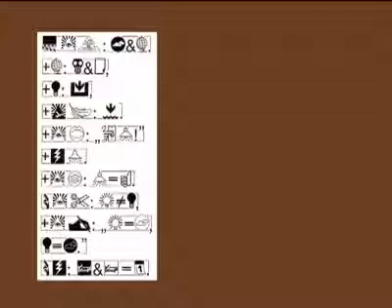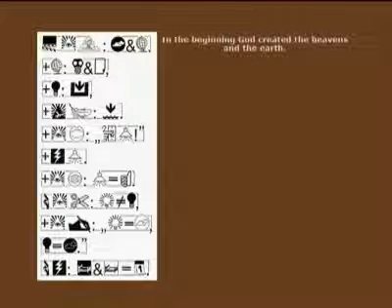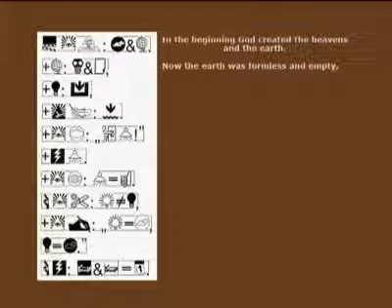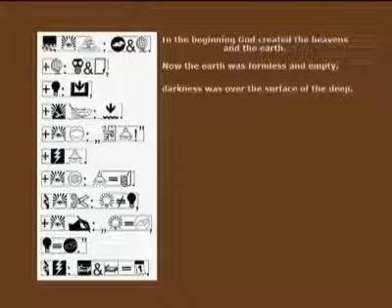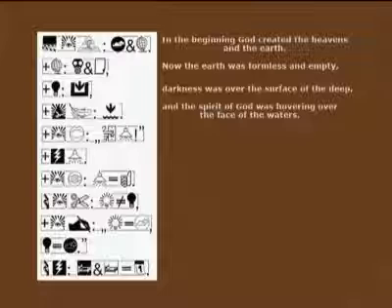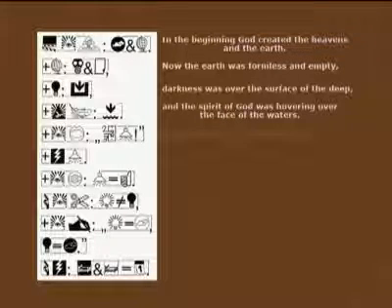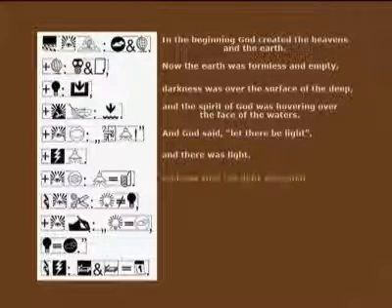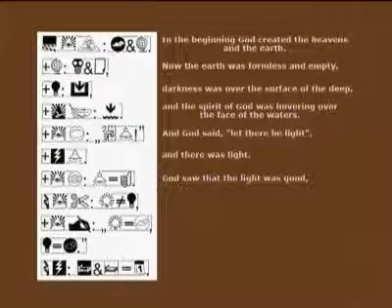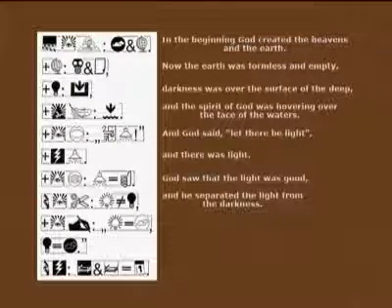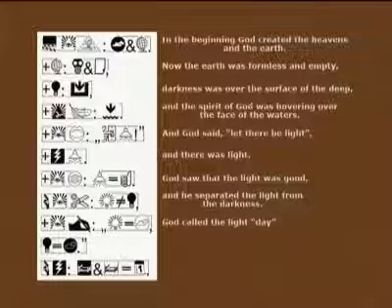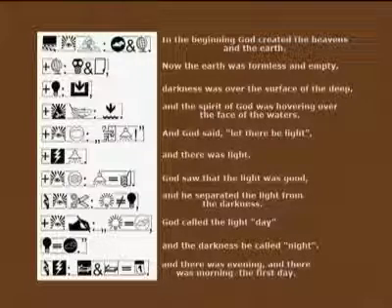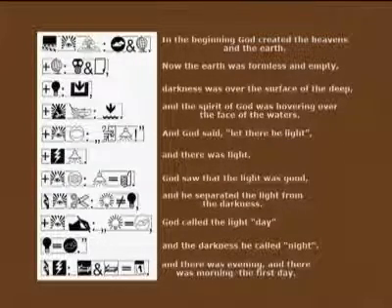But let me give the solution. In the beginning, God created the heavens and the earth. Now, the earth was formless and empty. Darkness was over the surface of the deep. And the Spirit of God was hovering over the water. And God said, "Let there be light." And there was light. God saw that the light was good. And he separated the light from the darkness. So God called the light day, and the darkness he called night. And there was evening and there was morning the first day.